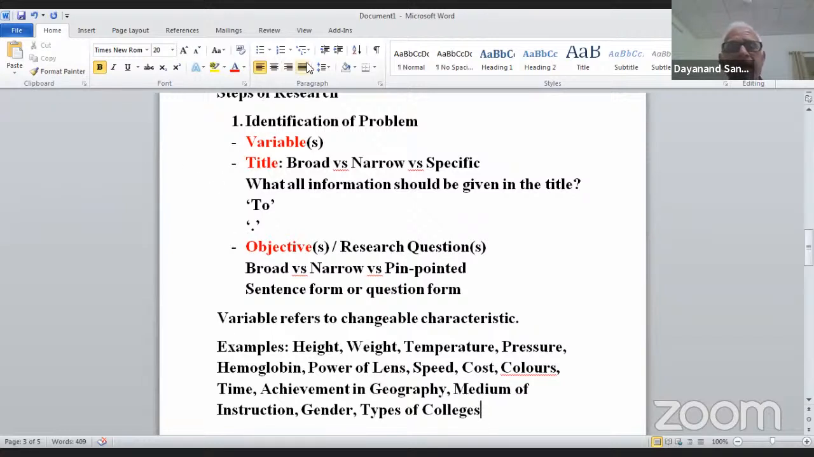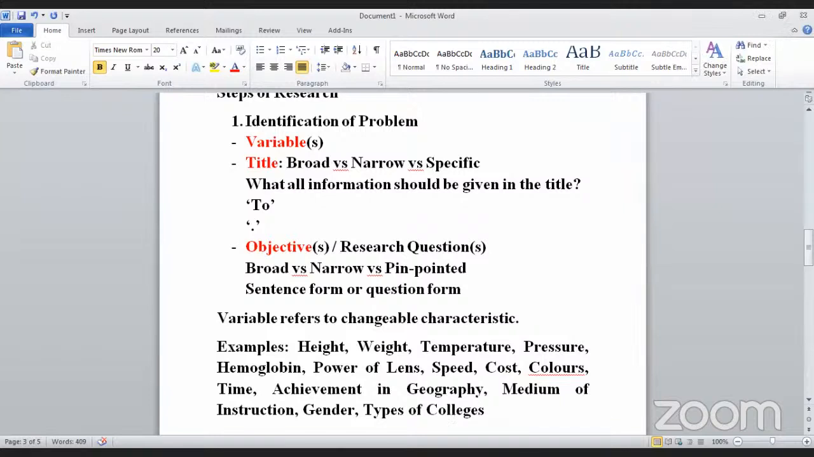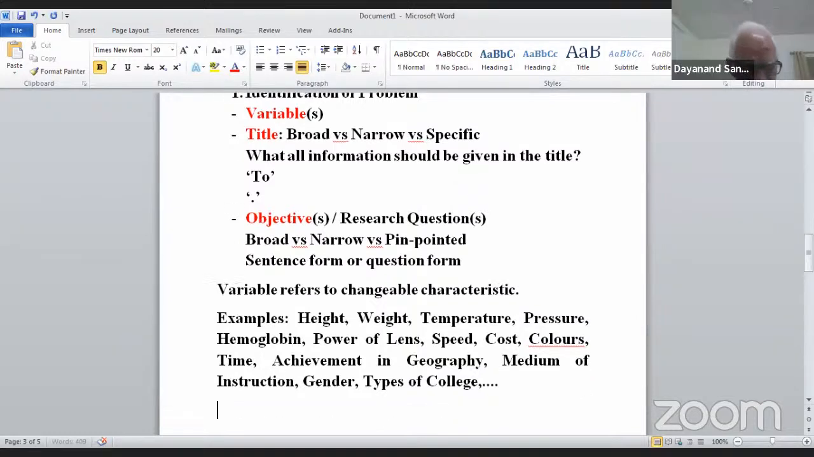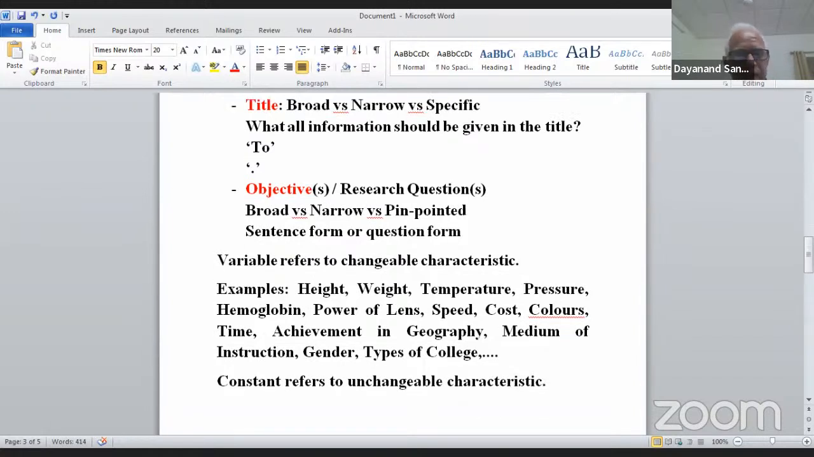Should I give more examples of variables, or is it all right? Yes, sir. It is okay. Yes, yes. So all these are variables, and there are a large number of variables. Another is a constant. Constant refers to unchangeable characteristics. Example: number of days in a week. How many days in a week?